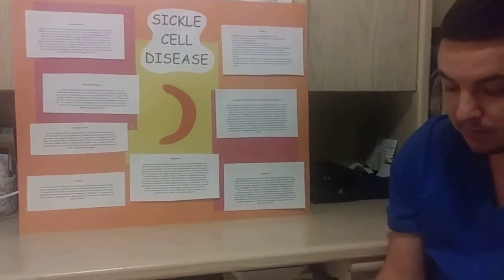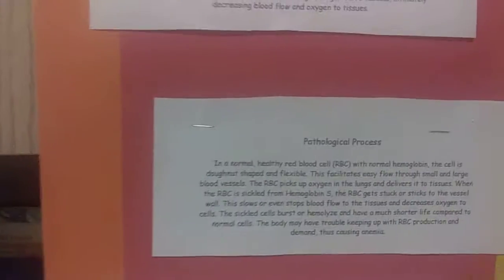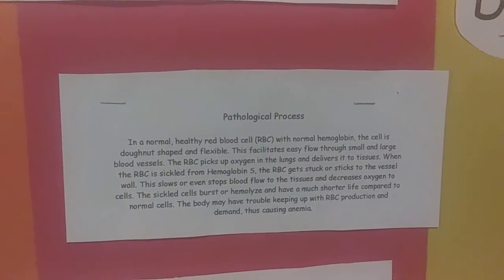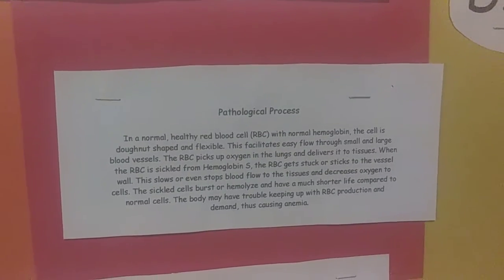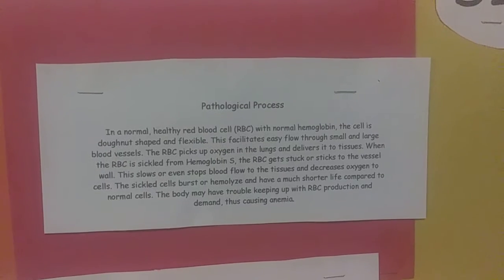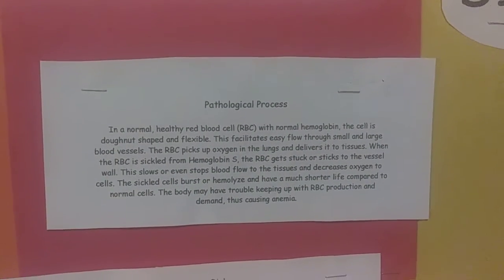The pathological process, right here. In a normal healthy red blood cell, RBCs, I'll refer to them, with normal hemoglobin, the cell is donut-shaped and flexible. Those are the normal ones. This facilitates easy flow through small and large blood vessels. The RBC picks up oxygen in the lungs and delivers it to the tissues.